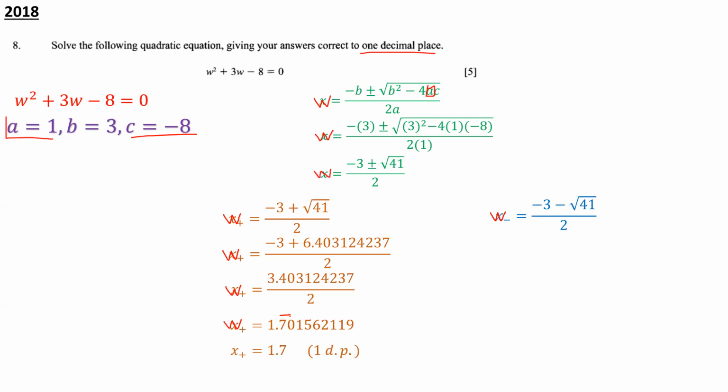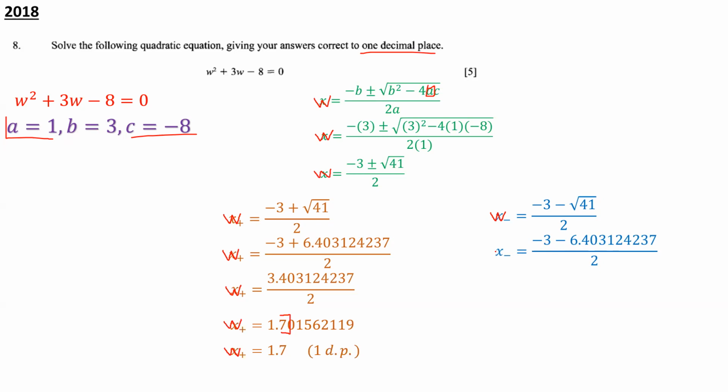Why? Because if we look at the number that is behind 7, it's 0. 0 is less than 5. So we don't round up. We just leave it. So W positive is equal to 1.7. And this is correct to 1 decimal place. Now let's look at W negative. So we do the same thing. The square root of 41 is 6.403124237. And we have -3 minus this entity all over 2.